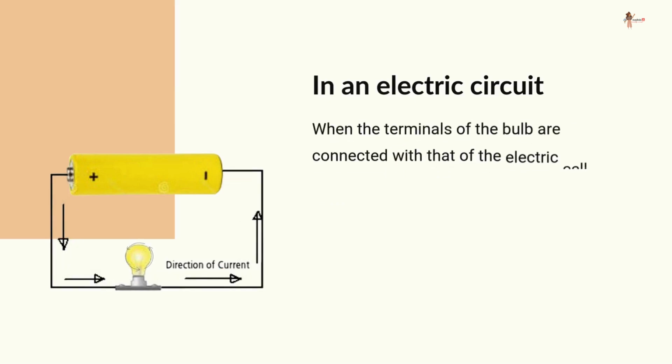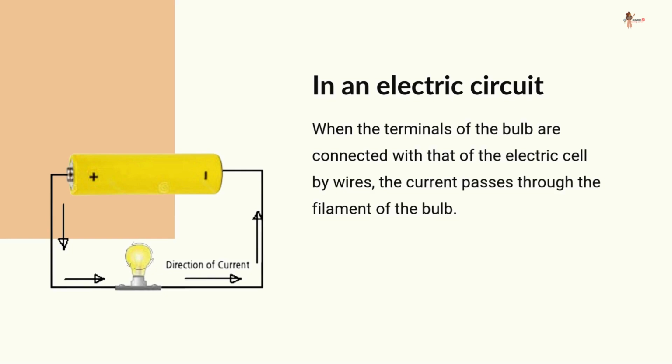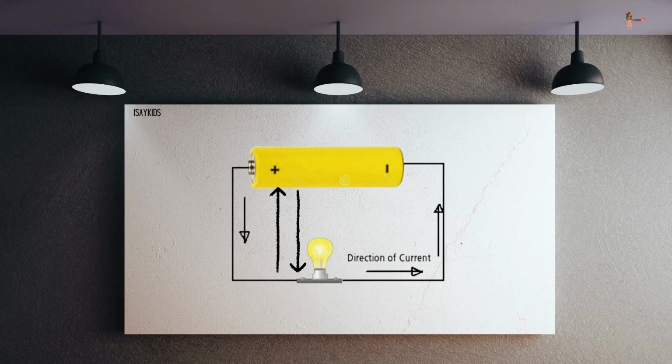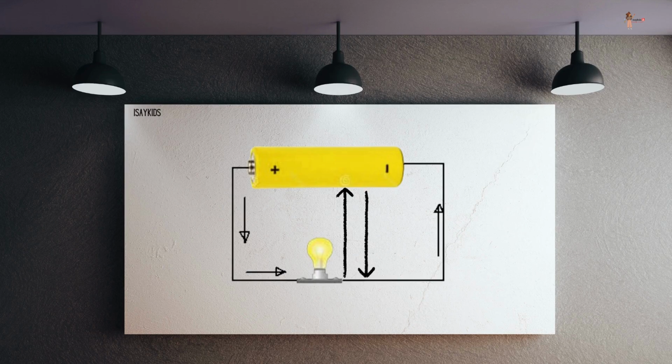When the terminals of the bulb are connected with that of the electric cell by wires, the current passes through the filament of the bulb. This makes the bulb glow. Please note that one terminal of the bulb is connected to the positive end of the battery and the other one to the negative end.